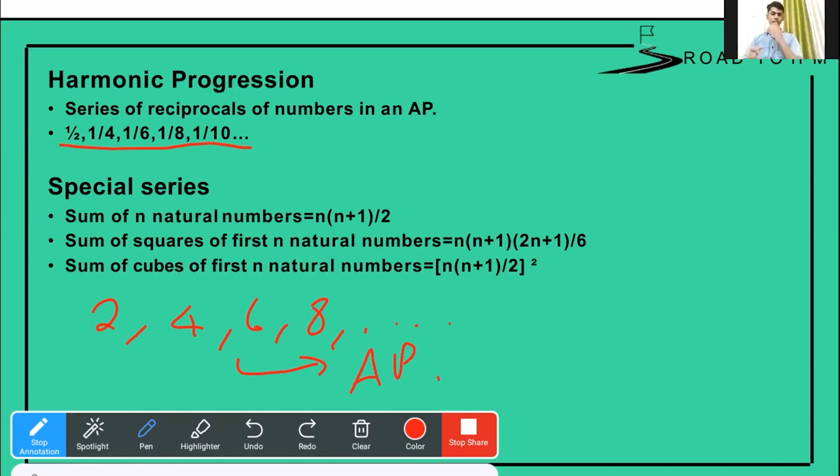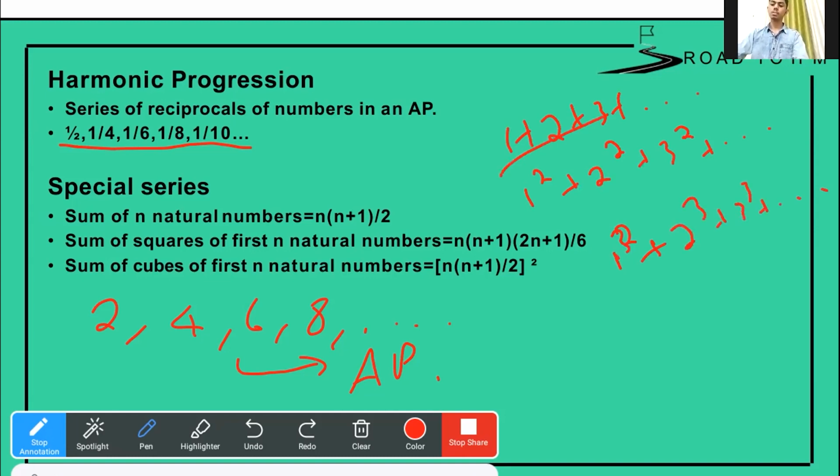Special series. Now coming to the next point, special series. Here we have three formulae to find the sum of n natural numbers, the sum of the squares of n natural numbers, and the sum of the cubes of the first n natural numbers. That is 1 plus 2 plus 3. This is the first case. 1 square plus 2 square plus 3 square is being explained in the second case. 1 cube plus 2 cube plus 3 cube, the third.